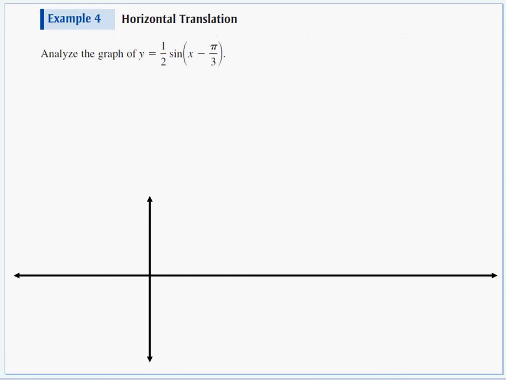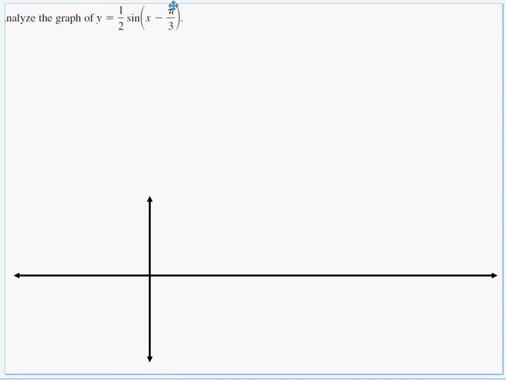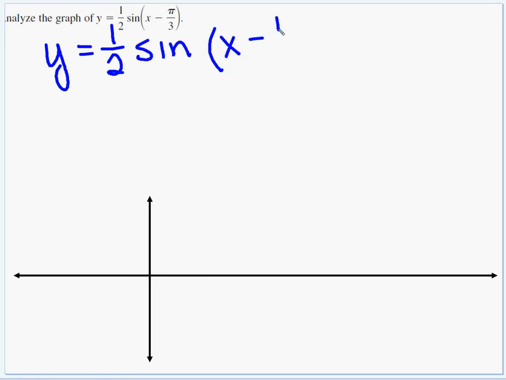Okay, I'm going to make a little change to this example 4. I'm not a big fan of this third pi, so let's change that in your notes: y equals 1/2 sine quantity x minus pi over 2. Half pi is going to be a little bit nicer to work with. Okay, let's do the good stuff we saw in the last video.